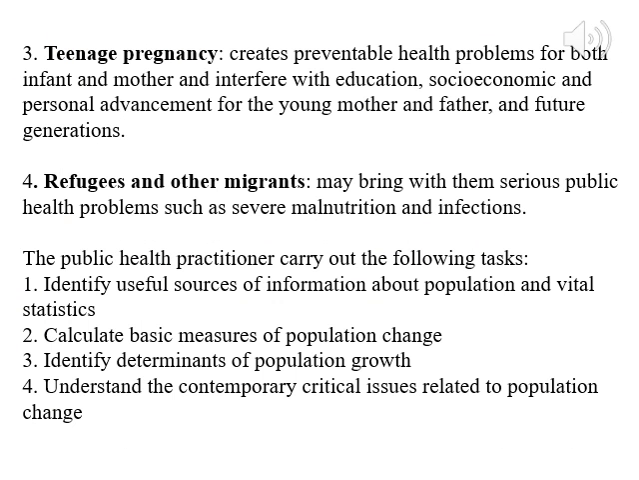Teenage pregnancy and refugees are among the important demographic problems that may affect public health. Teenage pregnancy may create preventable health problems for the infant and for the mother, and affect the health of the whole community, socio-economic development, and the health of the future generation. Also, refugees may bring with them serious public health problems such as severe malnutrition and infection.